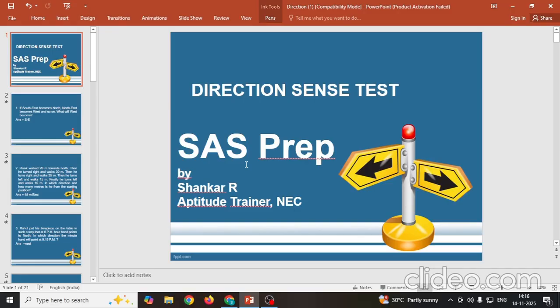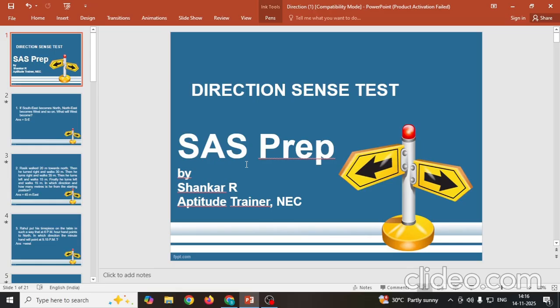Today I am going to discuss a topic about direction sense. In direction sense, we are going to find the direction the person is moving, and also the distance covered by the person from the starting point to the ending point. Here we find the distance only on the shortest path. You should not take the longest path distance. We have to find the shortest path. Here we are applying the line of sight concept.